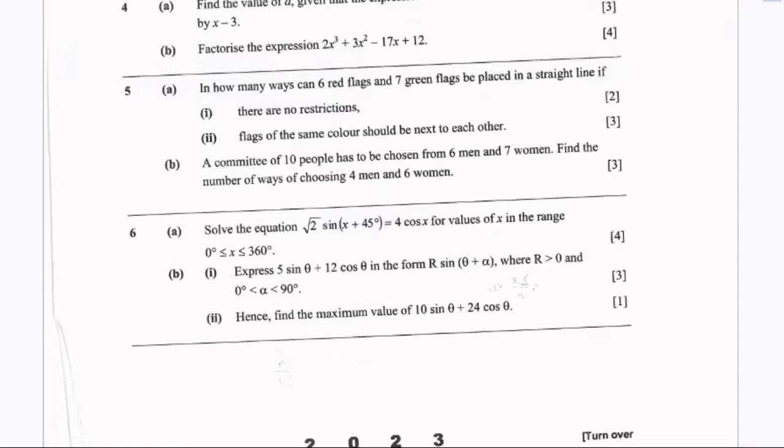And then part B, we have two questions. Roman numeral 1 says express 5 sine theta plus 12 cos theta in the form r sine (theta plus alpha), where r is greater than 0 and alpha is less than 90 degrees and greater than 0 degrees. And then Roman numeral 2 says hence find the maximum value of 10 sine theta plus 24 cos theta.